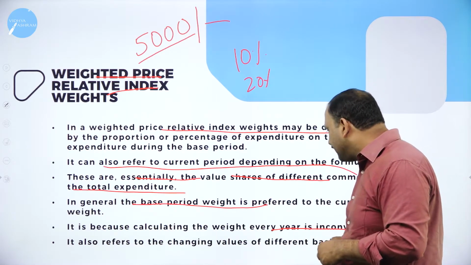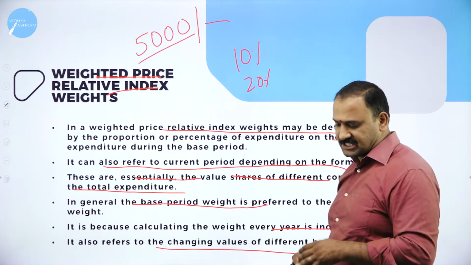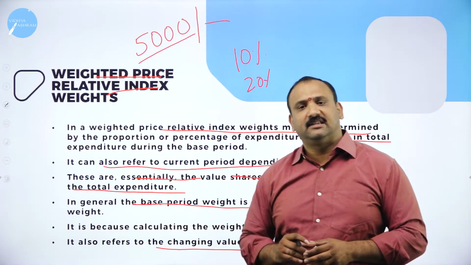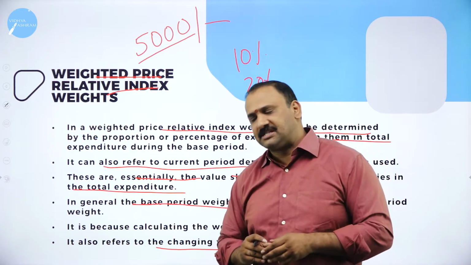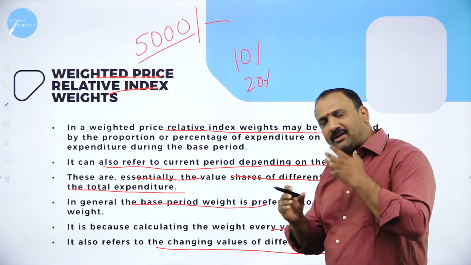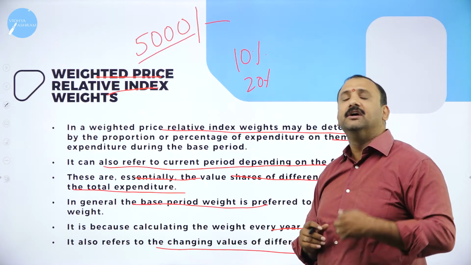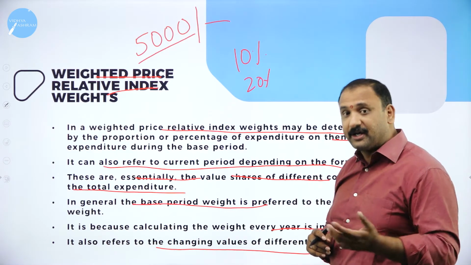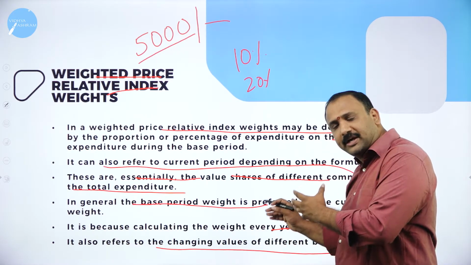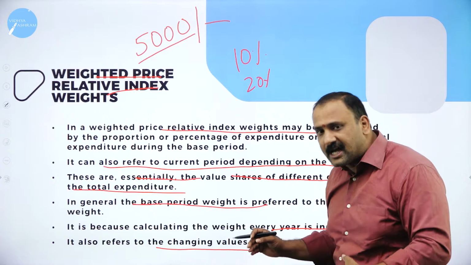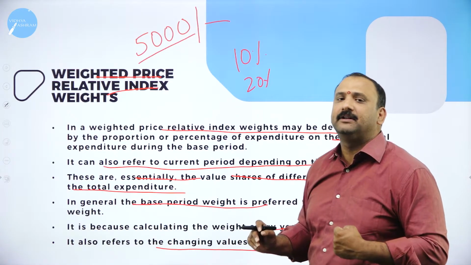It also refers to the changing values, that is very, very important, of different baskets. Why? Because of the changing prices that tend to happen, you try to understand the changing values, you try to understand the different factors altogether. So this will come into the picture for you in the long run. You will need this weighted price relative index many times to refer back and forth and try to understand the consumer spending pattern altogether.